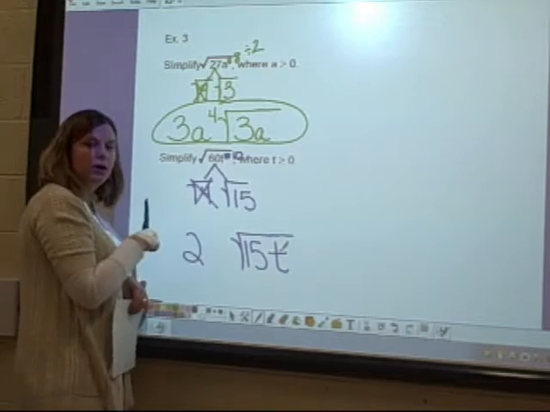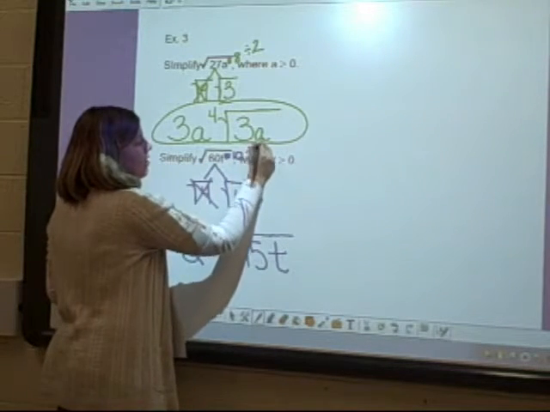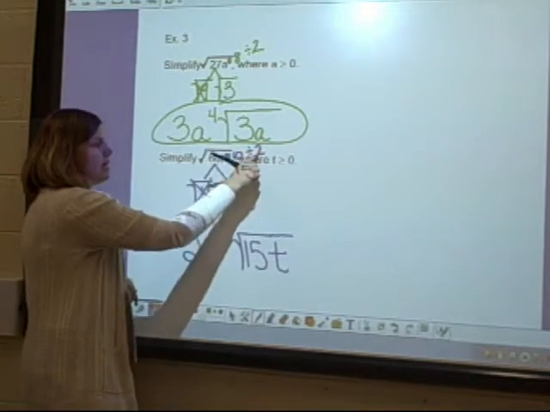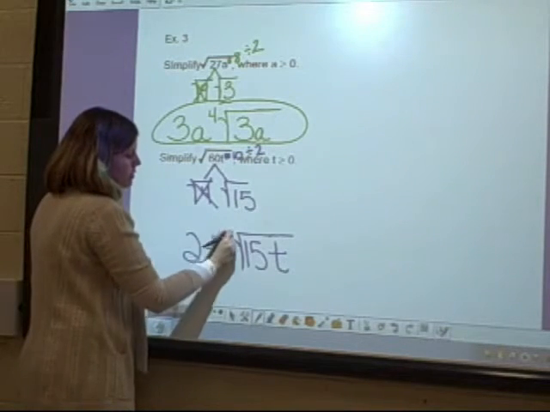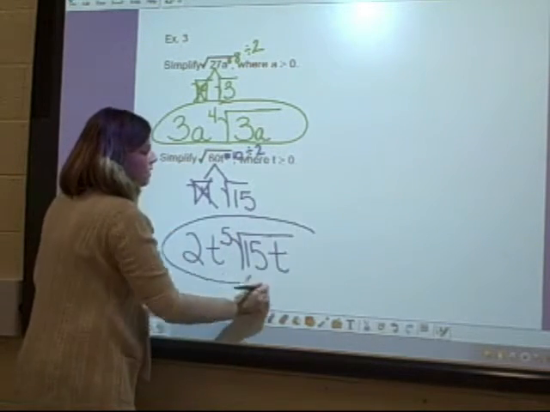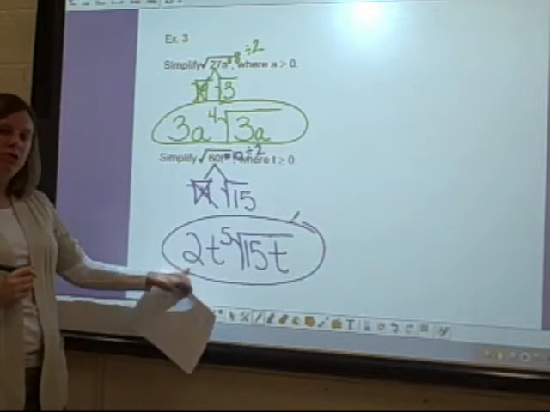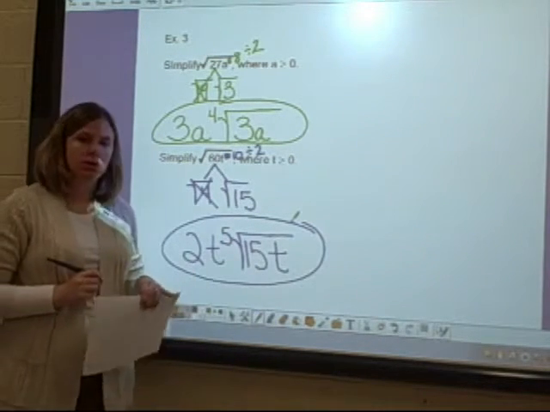Now we can take the square root of t to the 10th by cutting it in half, or dividing by 2. And 10 divided by 2 is 5. So t to the 5th power comes on the outside. So our answer would be 2t to the 5th times the square root of 15t.